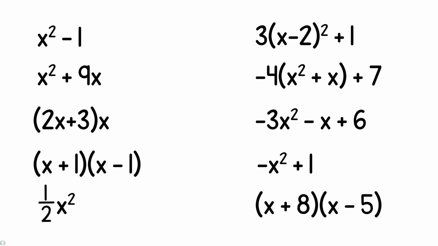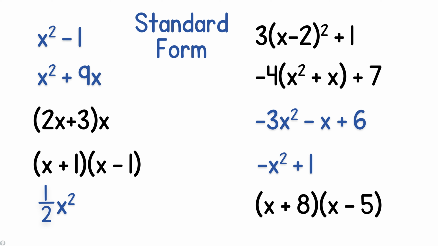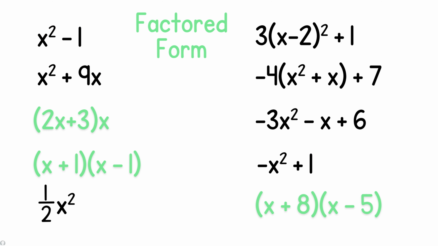Here's a list of different quadratic expressions. The ones that are in blue are in standard form because we can see that they are a sum of numbers and different terms being added. The ones in green are in factored form because they're a product of two different expressions.